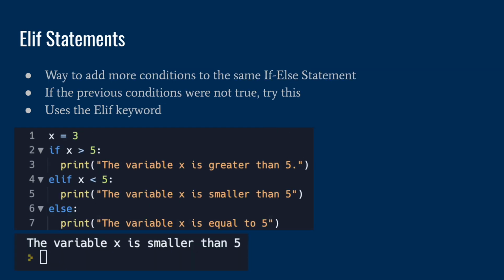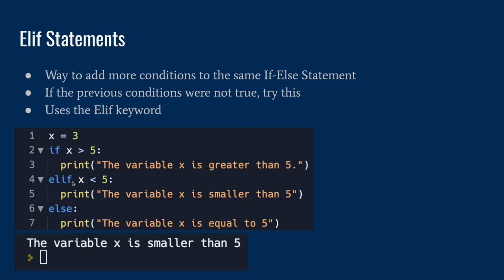Now let's look at elif statements, which are basically a way to add more conditions to the same if-else statement. The way Python sees it is, if the previous conditions were not true, it'll try whatever is in the elif statement, and it uses the elif keyword. So let's look at this program below, where x is equal to 3, and the if statement says if x is greater than 5, it prints the variable x is greater than 5.